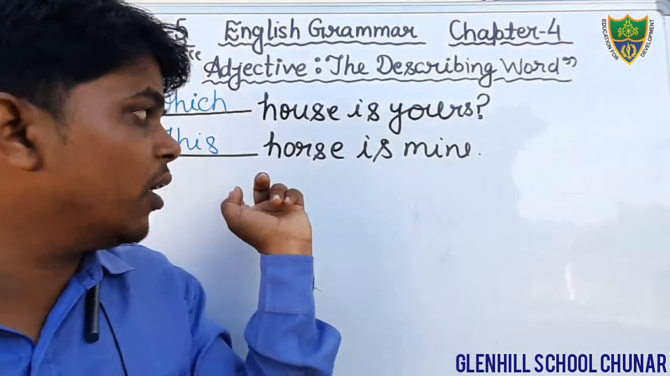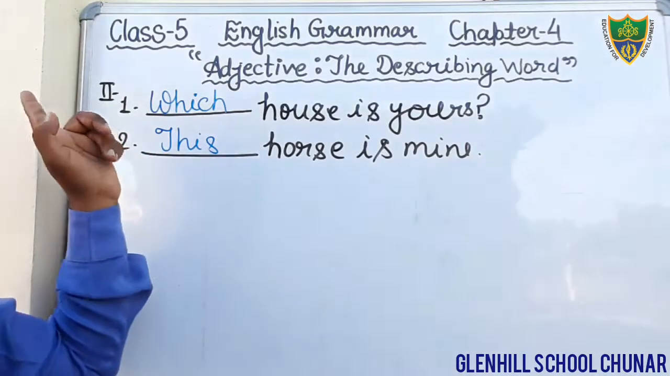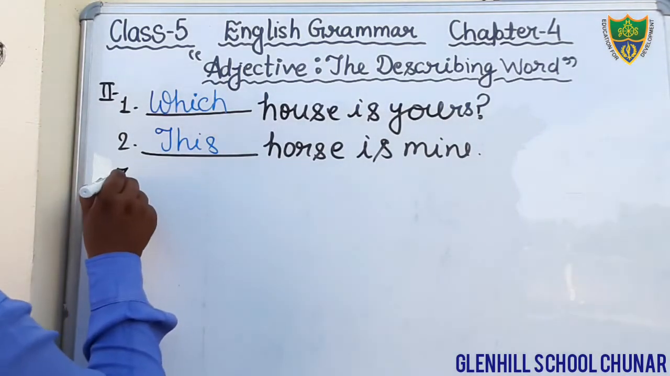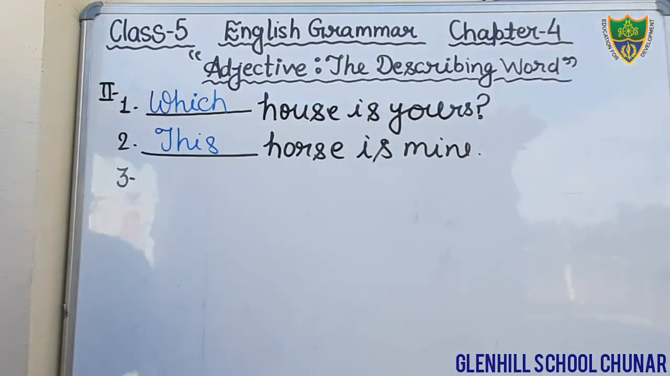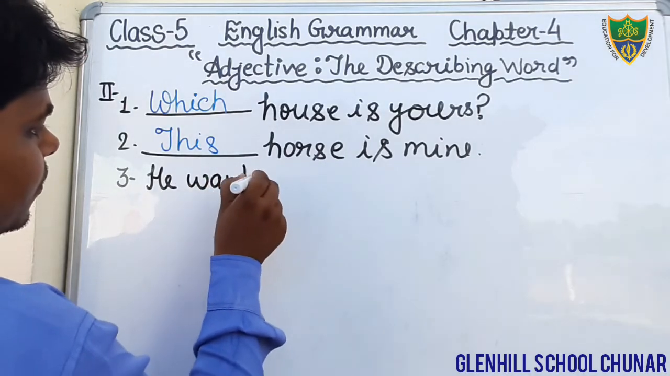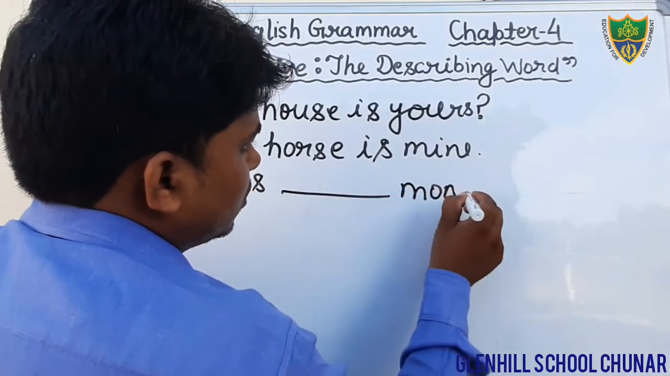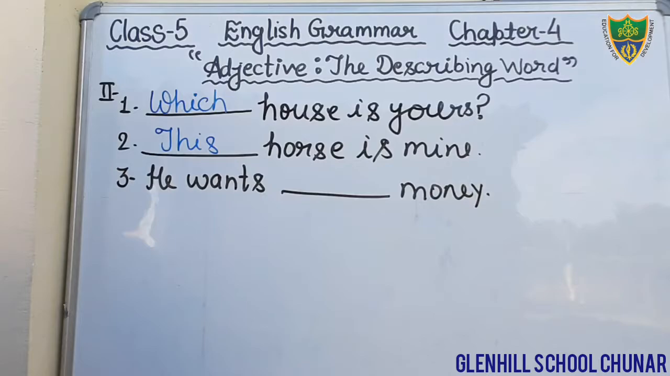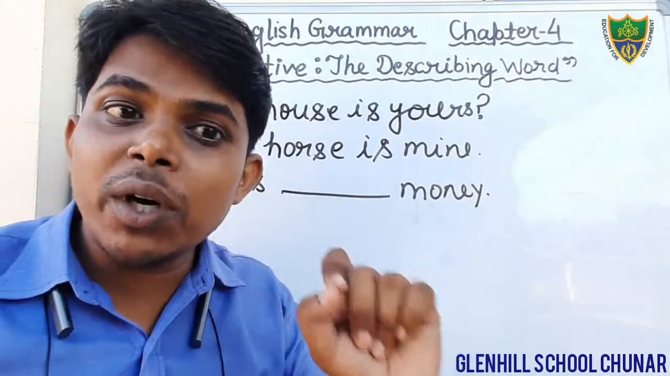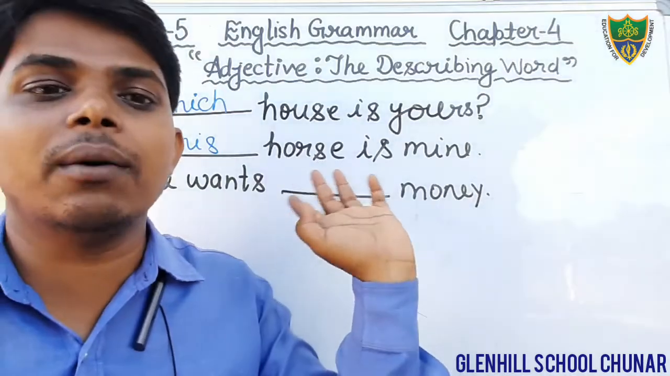Just fill the word this in question number second of exercise number second. I hope that you all have understood. Question number third. He wants blank money. Here he wants money, but we have to fill here the adjective. How much money? It is not mentioned, so we can write here some money.